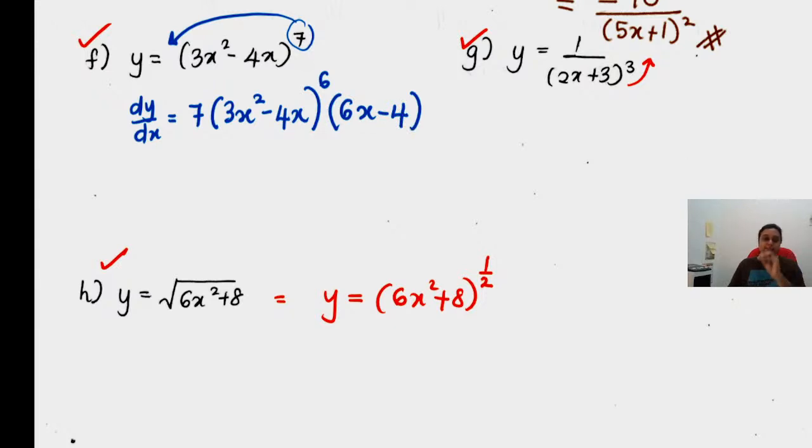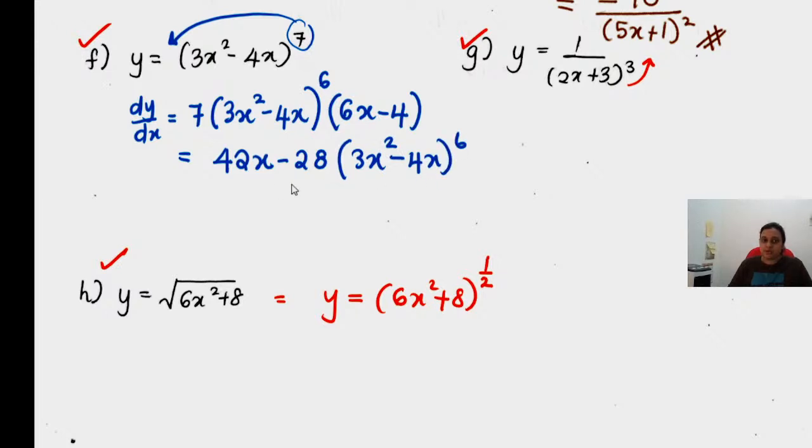Then we take the front number and multiply with the value behind. That means the 7 we're going to times with 6x minus 4. When you times, you have to expand, bring it in. So 7 times 6x is 42x, 7 times 4 is 28. Then the bracket we just copy back only. So this will be your final answer for dy dx. Did you get this correctly? I hope you all got this correctly.